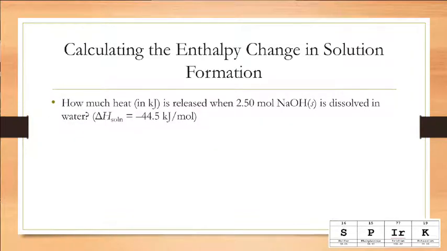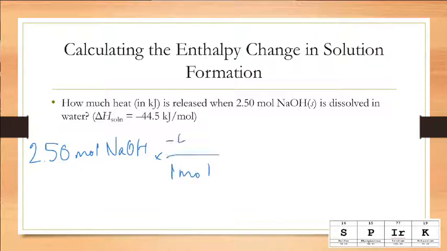So we can calculate the enthalpy change in a solution formation. How much heat in kilojoules is released when 2.5 moles of sodium hydroxide is dissolved in water? And they give us our delta H of solution. So again, we just start with what we know, 2.50 moles of NaOH. We're going to use our delta H of solution to get to kilojoules. So 1 mole is equal to negative 44.5 kilojoules.